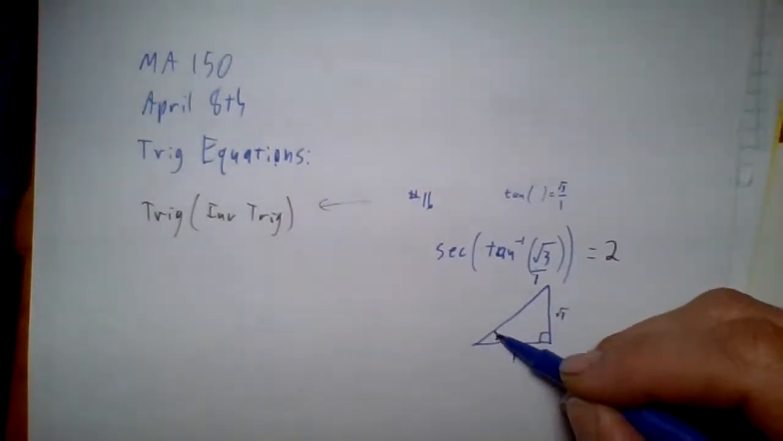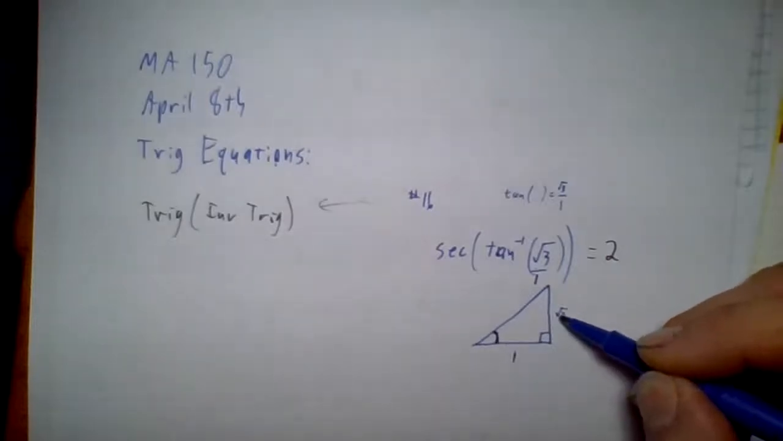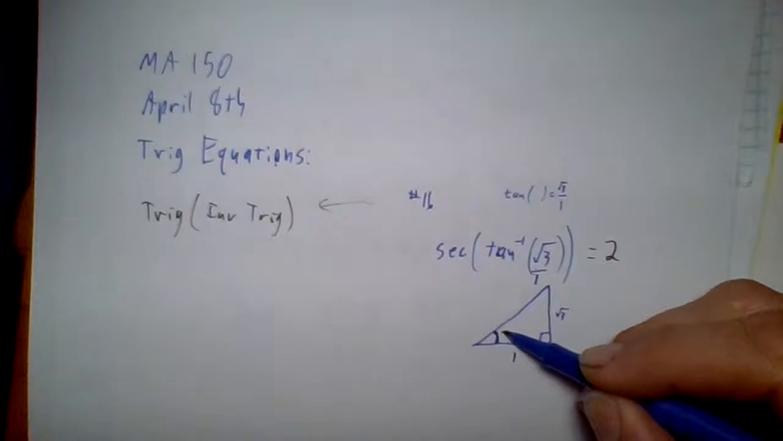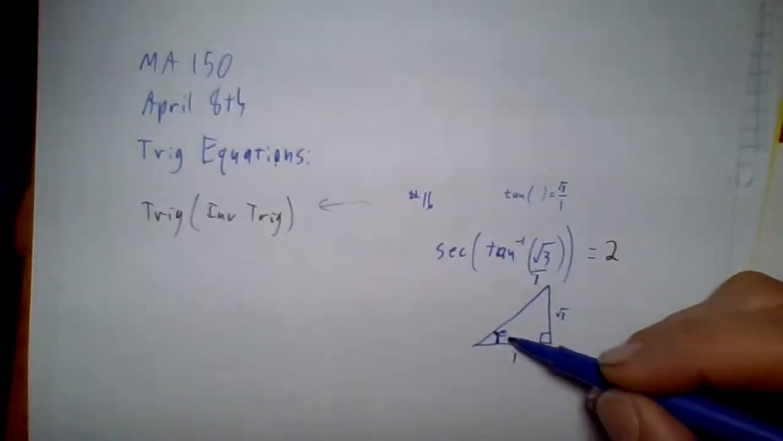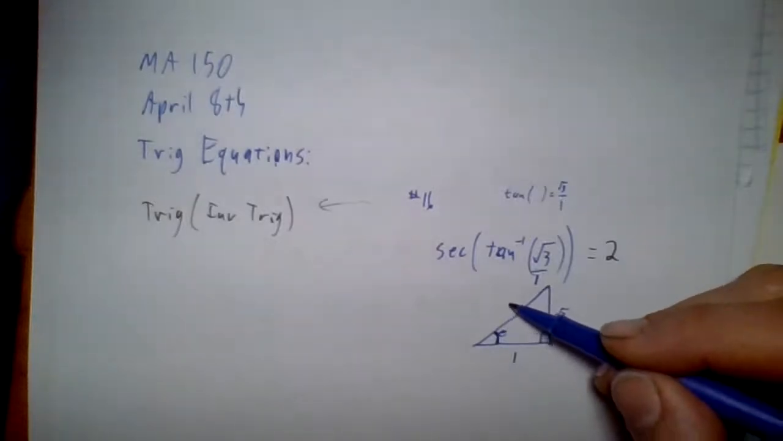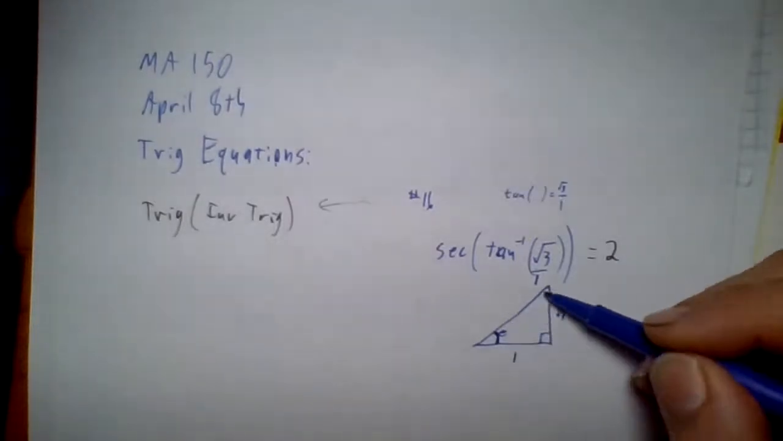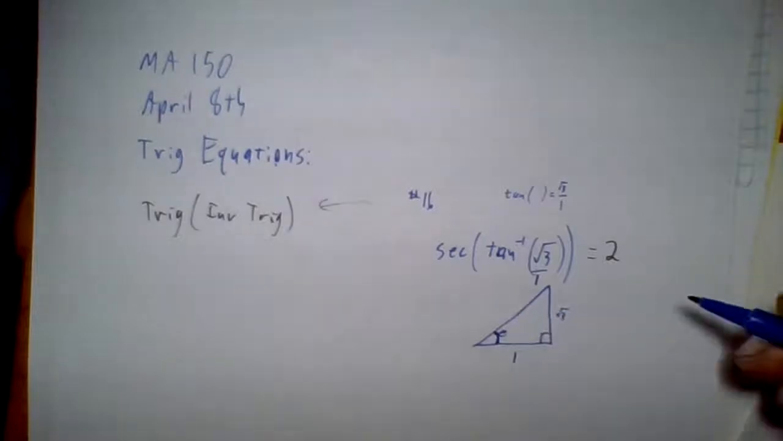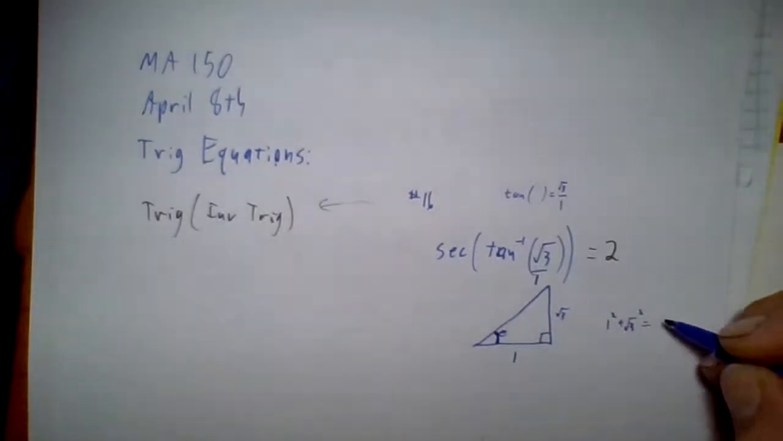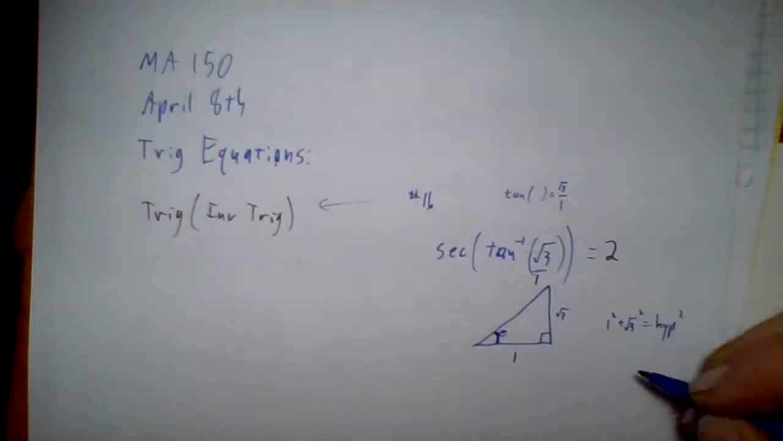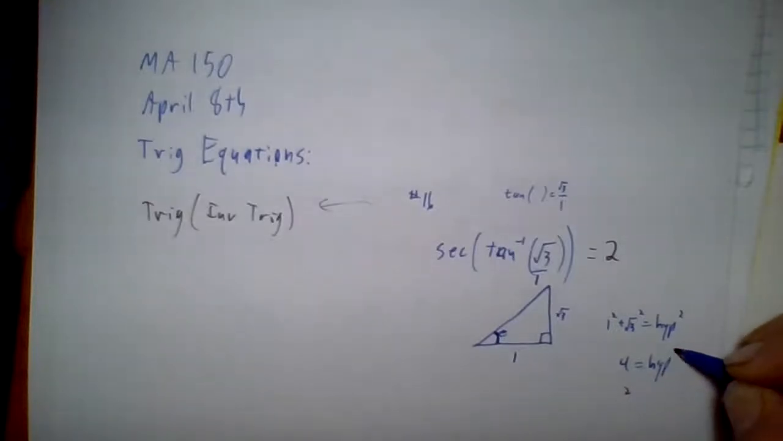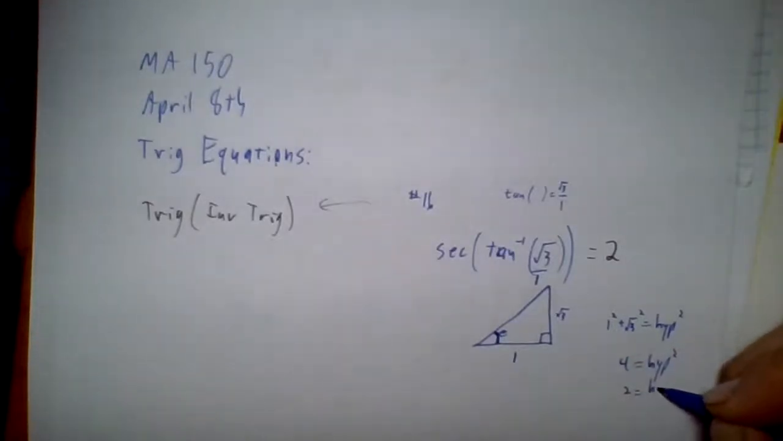So they're telling you there's an angle somewhere where this ratio would happen. So there's this triangle, and this is my angle right here. And I want the secant of that angle, which is reciprocal of cosine, so it's hypotenuse over adjacent. Well, wait, I don't know the hypotenuse on this yet, so I've got to stop and think that through. 1 squared plus square root of 3 squared equals the hypotenuse squared. So that's 4. So the hypotenuse is equal to 2.